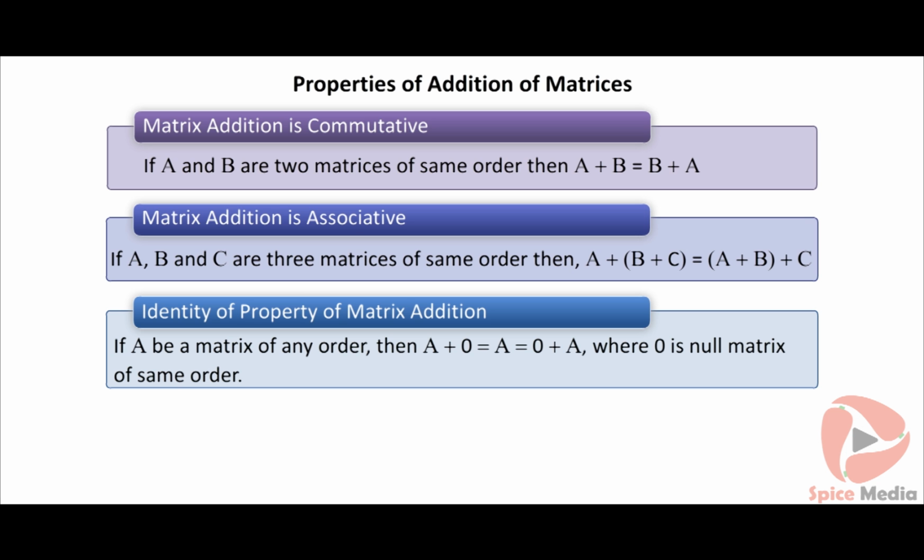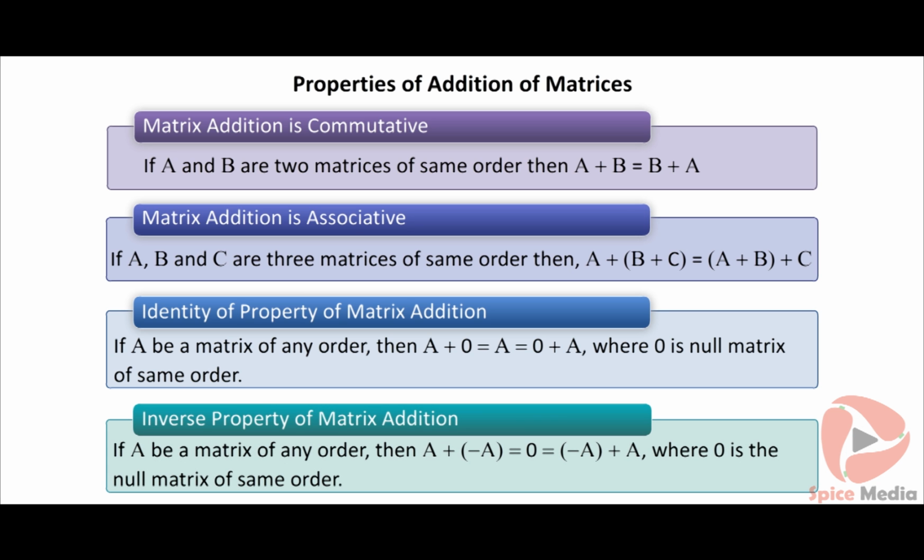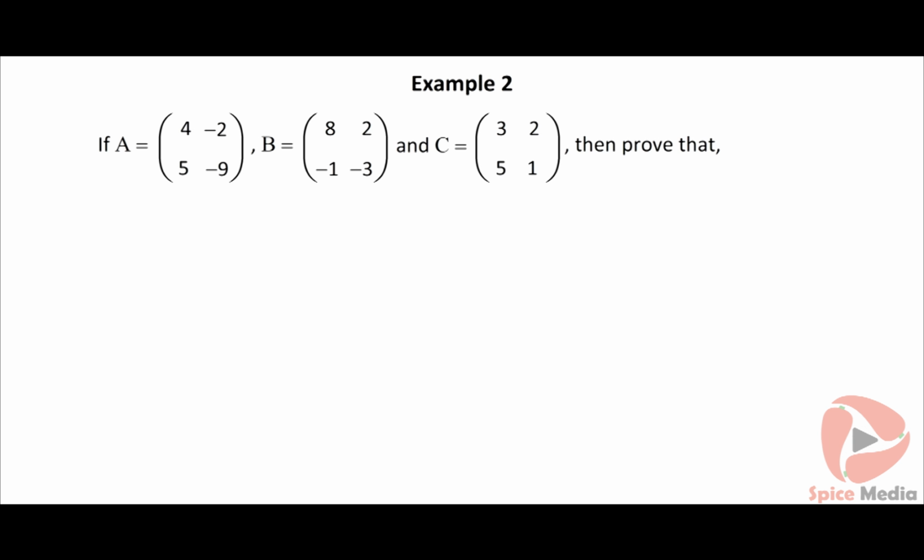Identity property of matrix addition. That is, if A is a matrix of any order, then A + 0 = A = 0 + A, where 0 is the null matrix of the same order. Inverse property of matrix addition. That is, if A is a matrix of any order, then A + (-A) = 0 = (-A) + A, where 0 is the null matrix of the same order.